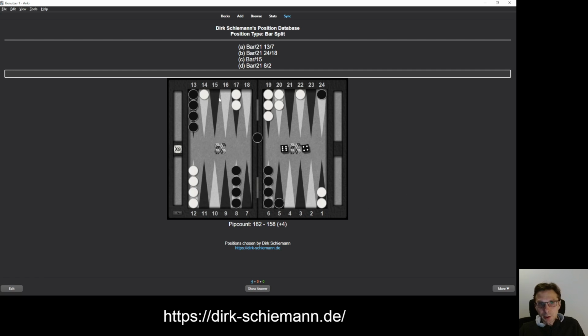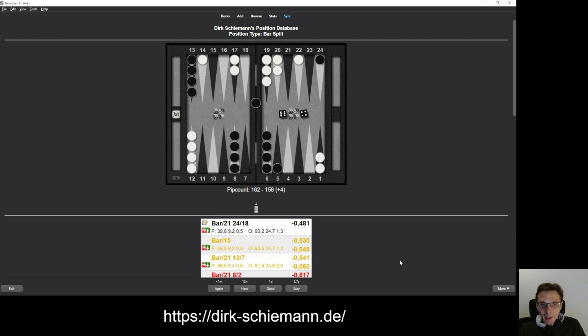And especially the racing play, moving to the 15, the racing lead that you enjoy after that play, the 6 pips, is basically an illusion, because it's so likely that you will get hit and lose that racing advantage. So I'll show you the answer, and it's indeed correct here to split to the bar. I think I didn't find that over the board.